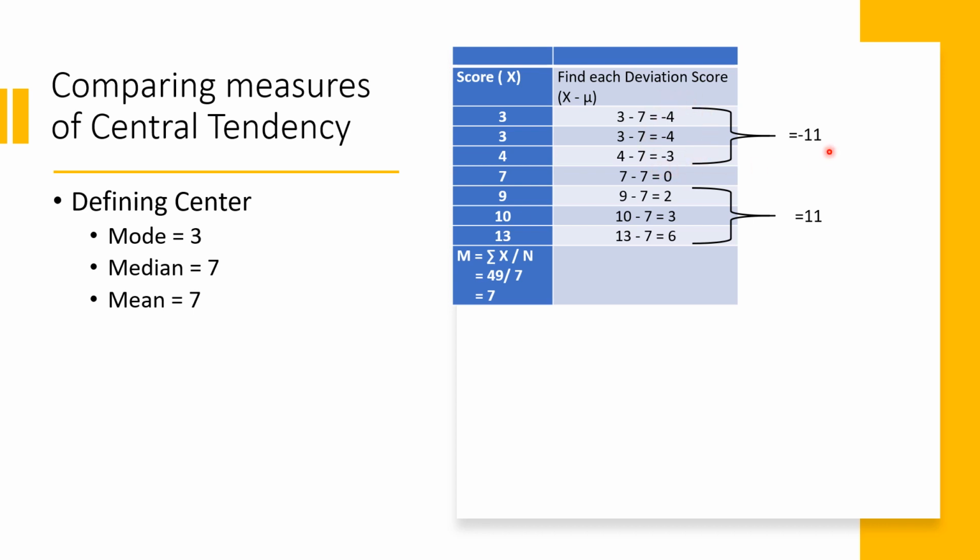What I mean by balancing the deviation scores is that if you add up all the negative deviation scores, you're going to get negative 11. If you add up all of the positive deviation scores, you're going to get positive 11. This will always happen. That's what the mean does. It balances deviation scores.